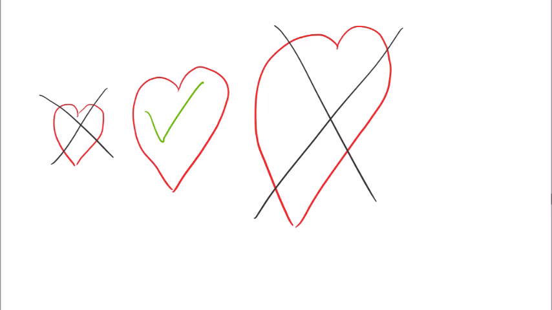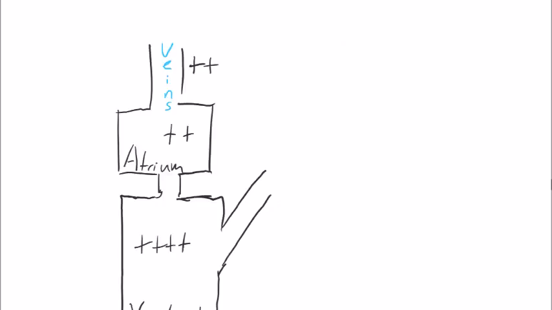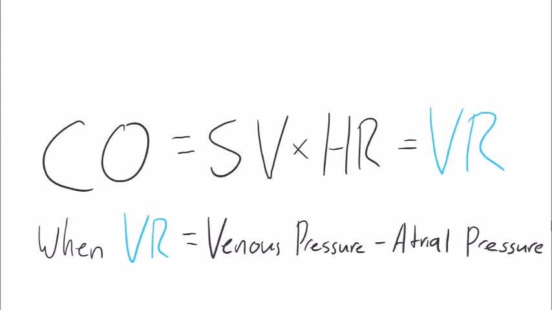What we need to do is try and find a sweet spot in our closed system where we can use atrial pressure to fill the ventricles as quickly as possible, but do so without dropping venous return too low. Our mathematical relationship can be updated a bit to read as cardiac output equals stroke volume times heart rate, which is equal to venous return, assuming that venous return is equal to the venous pressure minus the atrial pressure, but also knowing that an increased atrial pressure allows for an increase in heart rate and an increase in stroke volume.